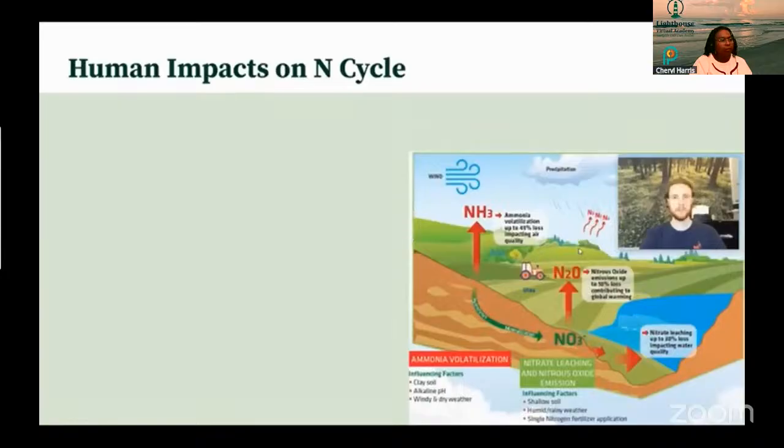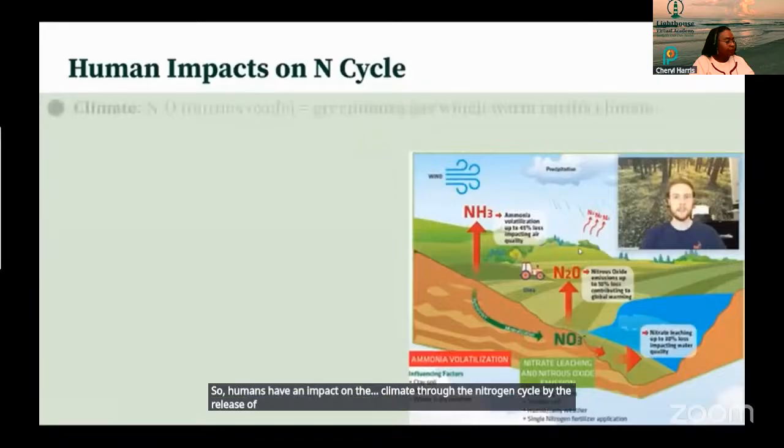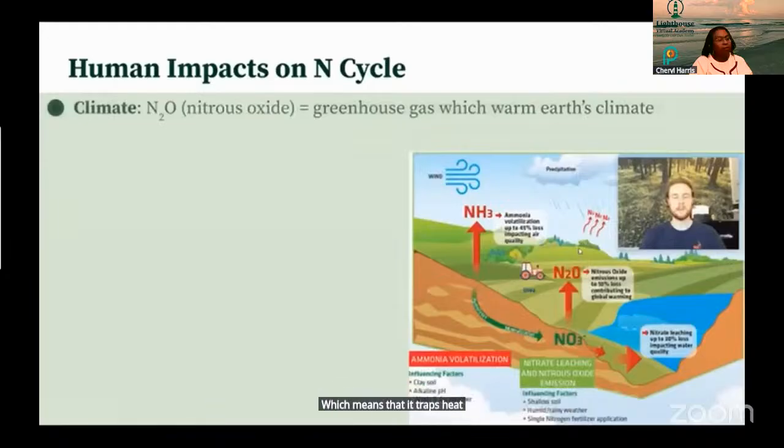Now we'll wrap up by talking about some human impacts on the nitrogen cycle. So humans have an impact on the climate through the nitrogen cycle by the release of nitrous oxide. Nitrous oxide is a greenhouse gas, which means that it traps heat in Earth's atmosphere and warms it up.